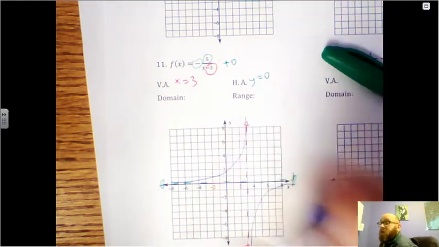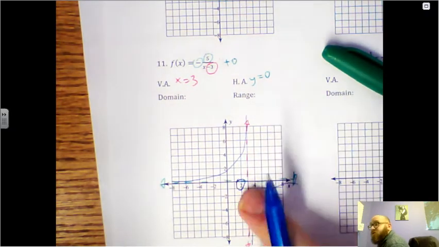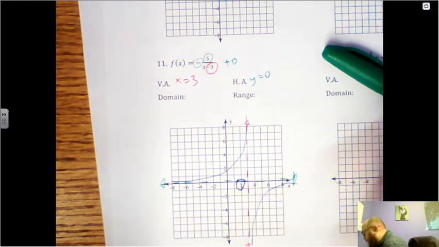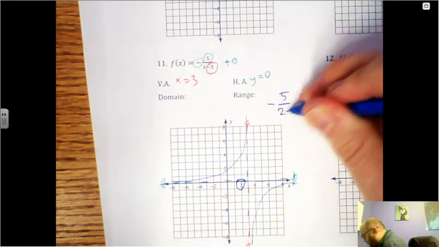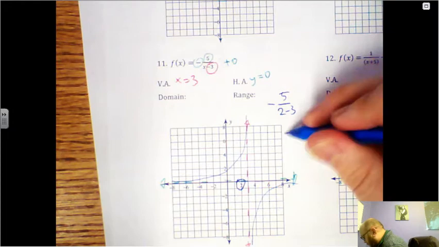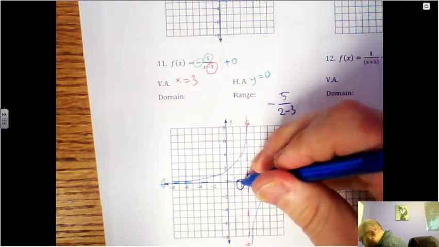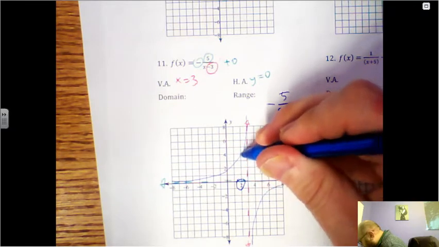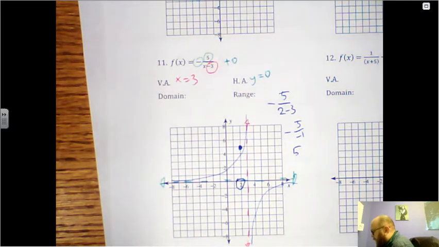Now, I didn't do actual points. When you're doing this yourself, I want you to figure out what those actual points are. Numbers worth plugging in would be something like 2. When we plug 2 in, what do we get? We get negative 5 over 2 minus 3. 2 minus 3 is negative 1, so negative 5 over negative 1, that's 5. So I know at 2, I'm at 1, 2, 3, 4, 5. I know that's an actual point that's going to be on it. So test those points, see how it behaves, and go from there.